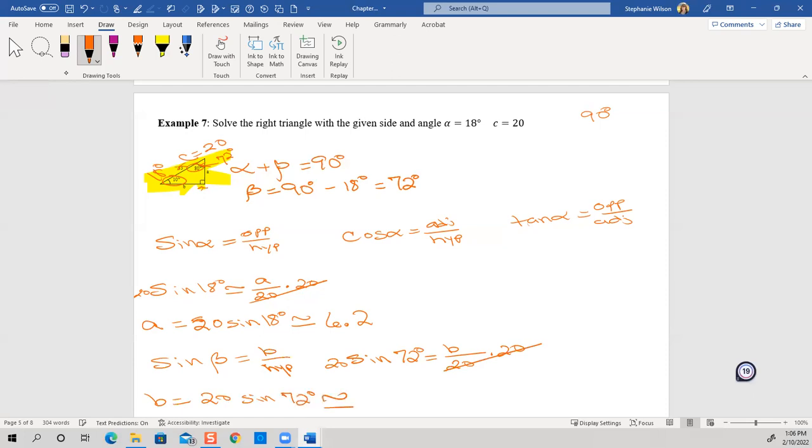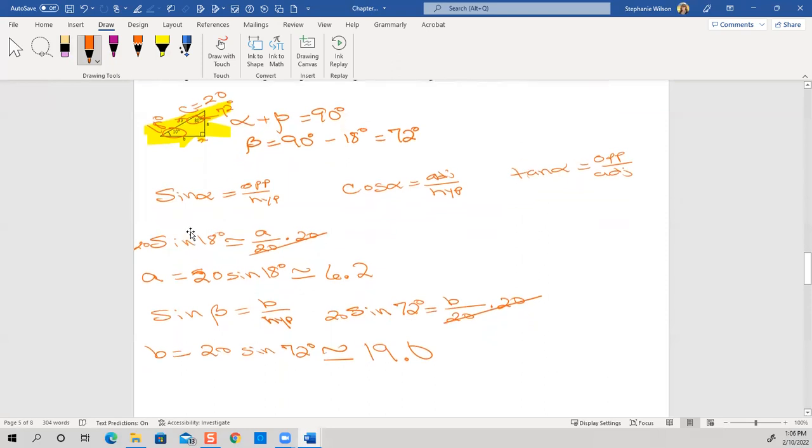I'm going to type it in my calculator, 20 sine 72, close parentheses. If you round to the nearest tenths, we're going to get a decimal. Just make sure and see what the software asks for, or your homework, whatever you're working in. And that answers those questions, finding all the missing pieces, the unknowns.